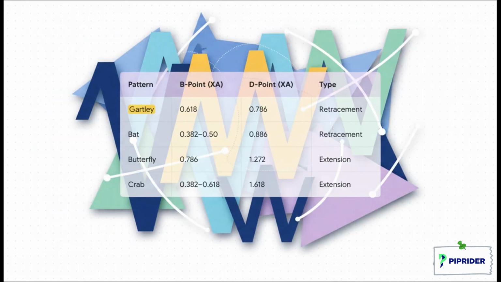You know, it also helps to see how the Gartley stacks up against its cousins in the harmonic pattern family. As you can see here, patterns like the bat, the butterfly, and the crab, they look pretty similar, but they have different Fibonacci DNA. The butterfly and crab, for example, are what we call extension patterns, because their D points actually form past the starting X point. But the Gartley's unique fingerprint is that perfect combo, a 0.618 B point and a 0.786 D point.